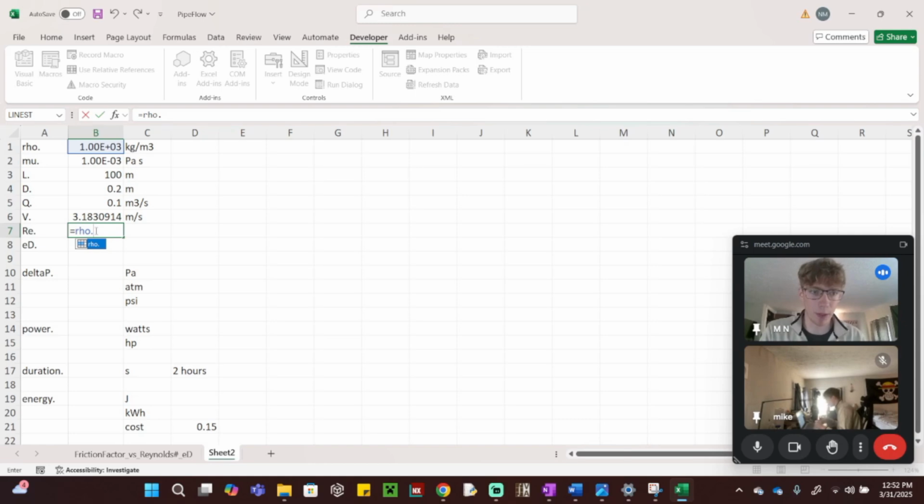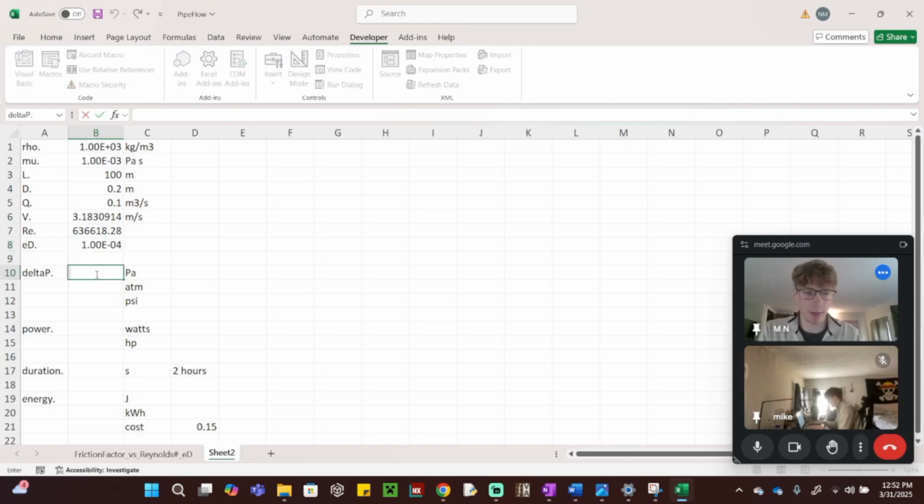And our Reynolds number, we're going to be using our Darcy. It's rho V D over mu. So we get rho times V times D. We're going to put those in parentheses and divide it by mu. And there's our Reynolds number. ED is going to be our roughness of the pipe, which was given. I just forgot to put it back in, so 0.001.